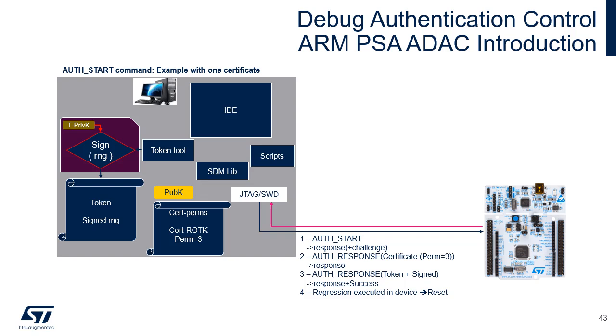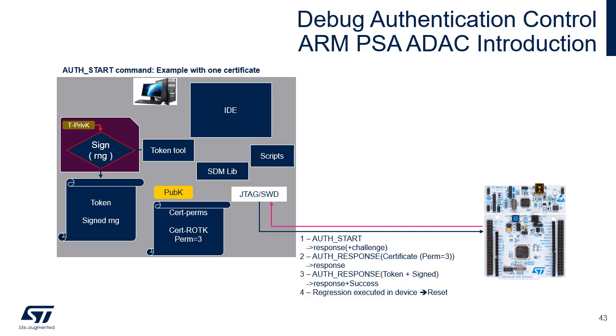2. Authentication response, 1 or more. This command is used to provide the debug token and additional credentials as part of a complete authentication response to the target. The target validates the provided debug token. If validation fails, the ADAC failure status is returned.